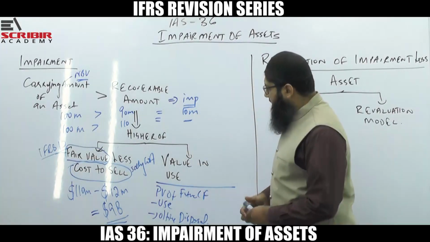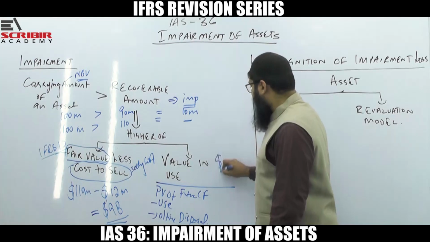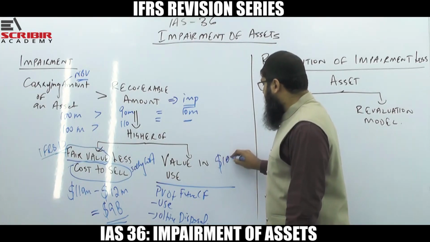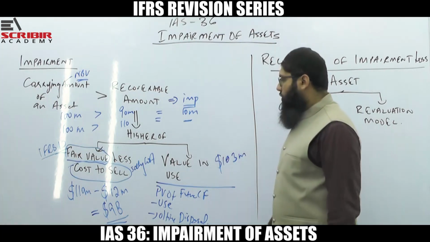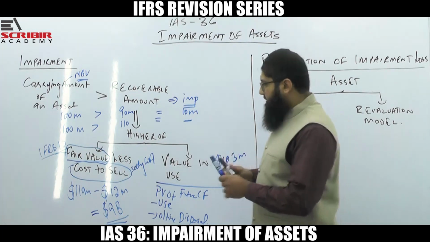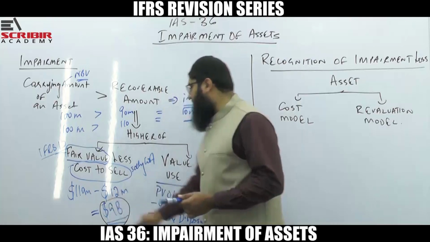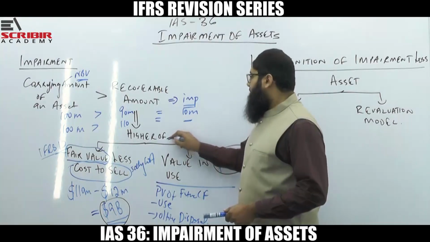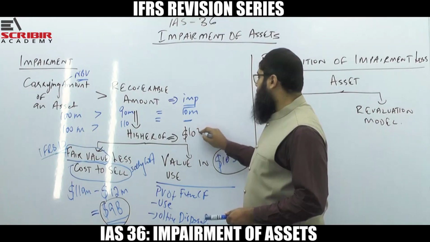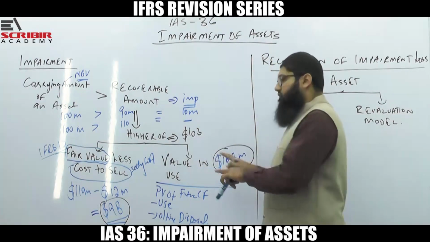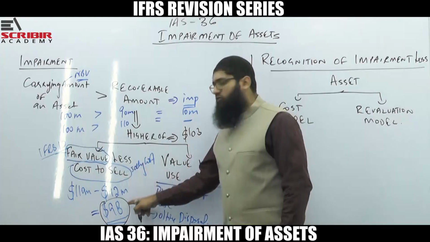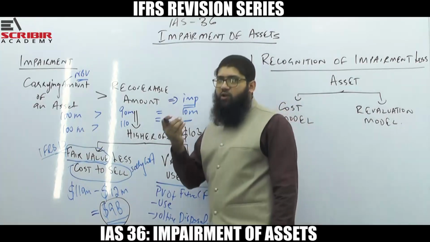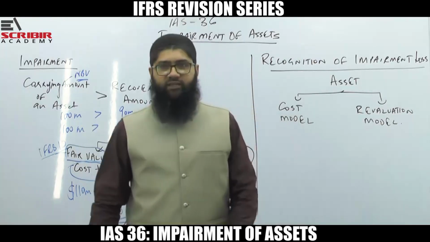So assume that the value in use of the asset is, let's say, 103 million. If I have the fair value less cost to sell of 98 million and the value in use of 103 million, my recoverable amount is going to be 103 million, because it's the higher of the fair value less cost to sell and value in use. So that's one of the concepts that we have recalled with respect to IAS 36 impairment.